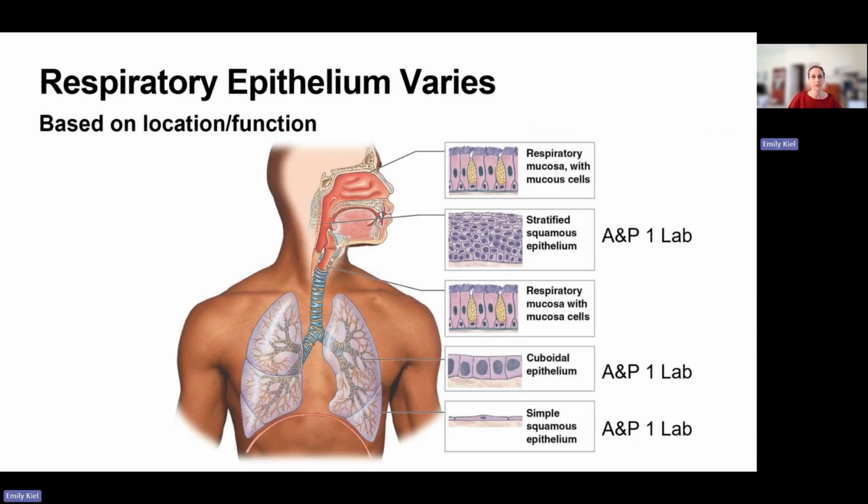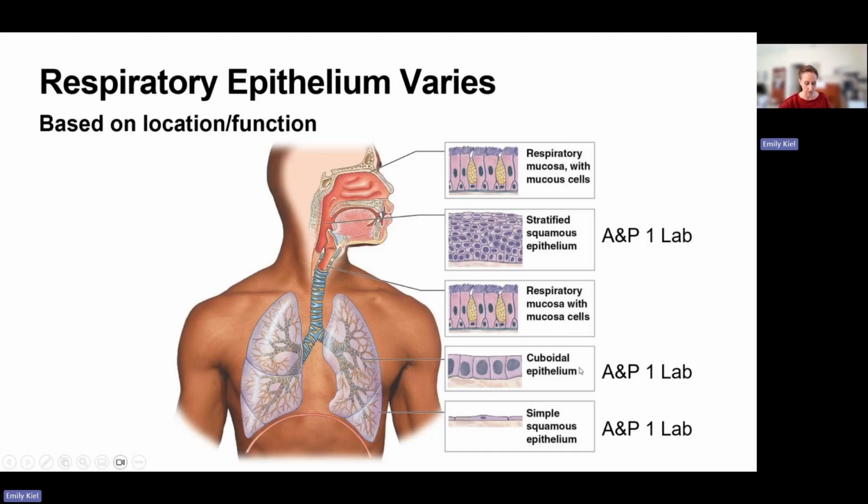So the respiratory epithelium does vary some based on location and function. So here we are in the nasal cavity where we have that respiratory mucosa and those mucus cells. In the pharynx, there's actually stratified squamous epithelium. We're getting some food from the oral cavity there. There's the chance for abrasion and some harsher chemicals, and so that's going to help protect that area. We're back in the larynx and the trachea with our respiratory mucosa and mucus cells.